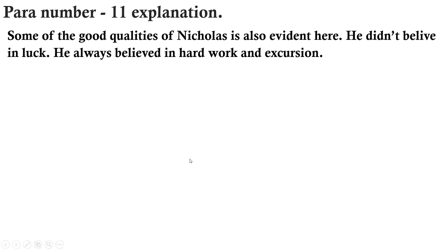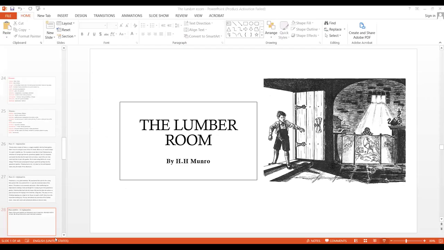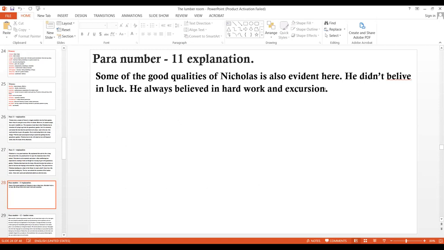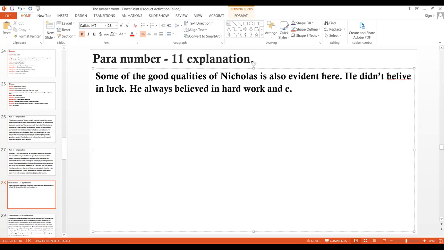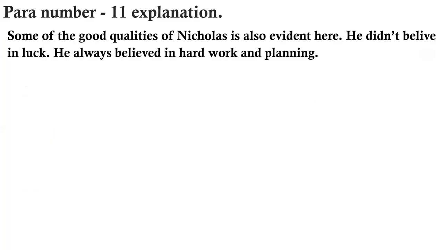We have a small part. Some of the good qualities of Nicholas are also evident here. He did not believe in luck. He always believed in hard work and planning. So he planned everything, right? If you don't plan, you plan to fail. If you fail to plan, that is also a problem, right? Planning is something very important. So he did that. So we have finished the entire para number 11 with all the difficult words, right?